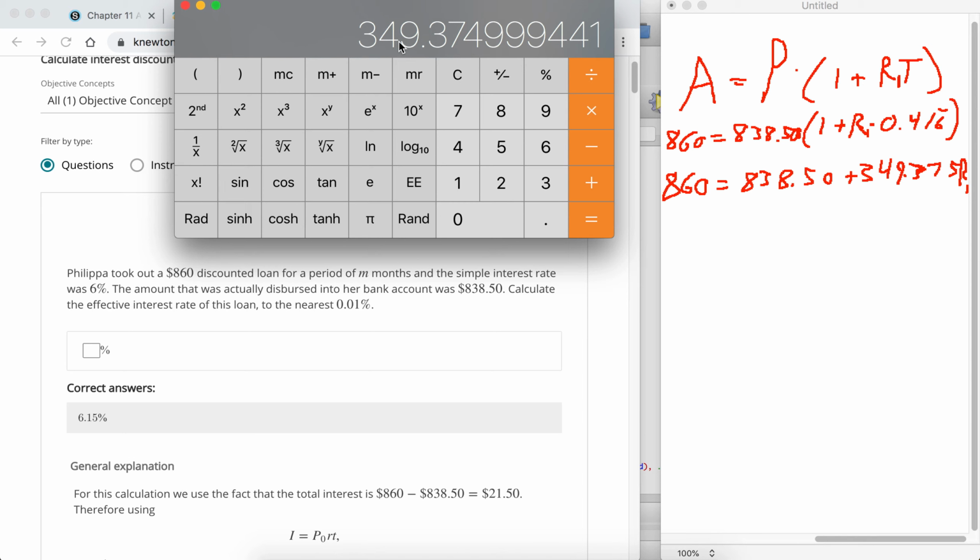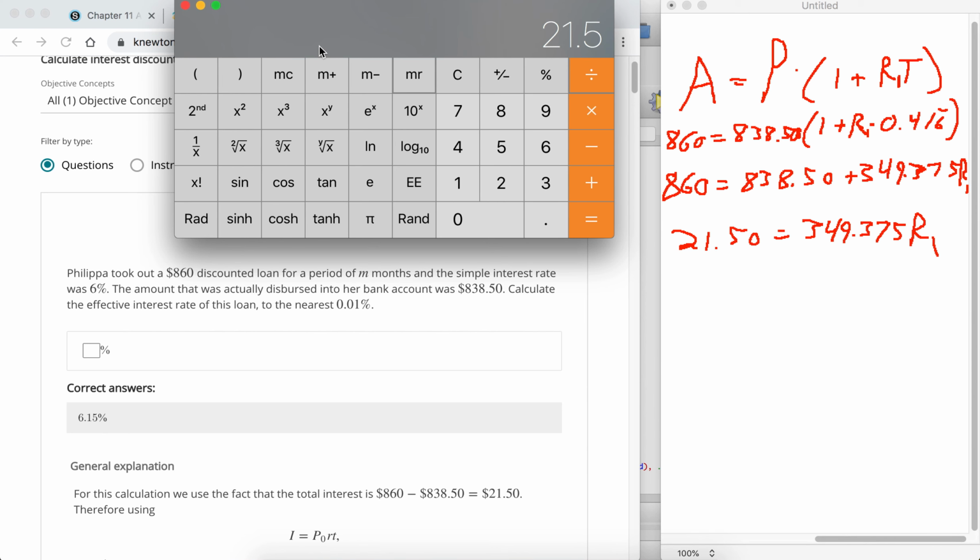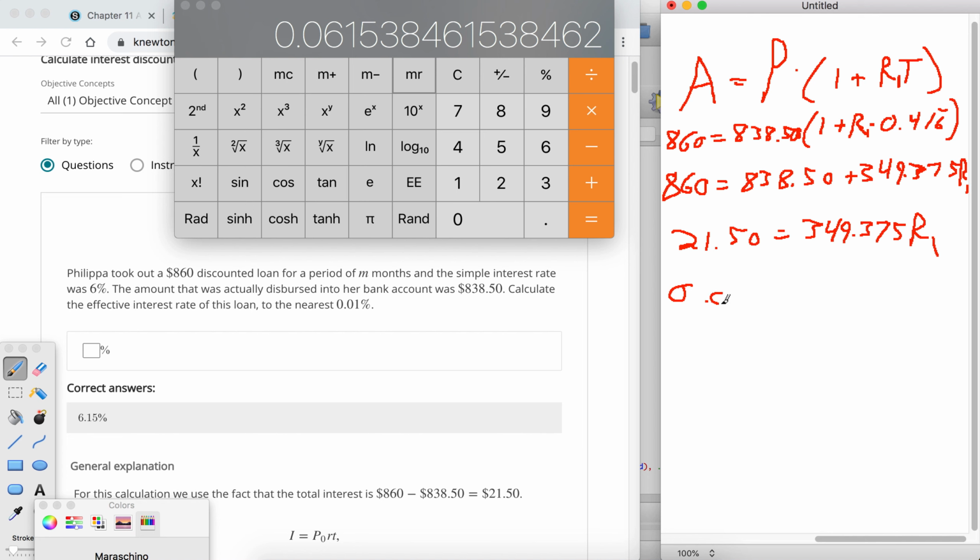So you know the drill. You got 860, subtract 838.50 from both sides. You get $21.50 equals 349.375 R sub 1. So divide $21.50 by 349.375 from both sides. So you get about 0.0615, which is 6.15% when you convert it to a percent, which is what they've got there.